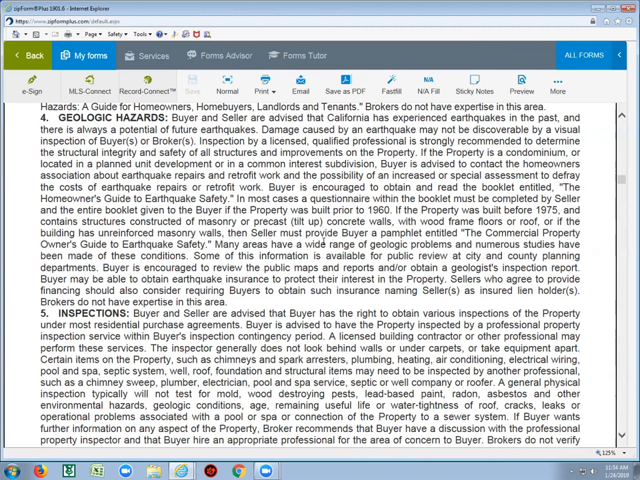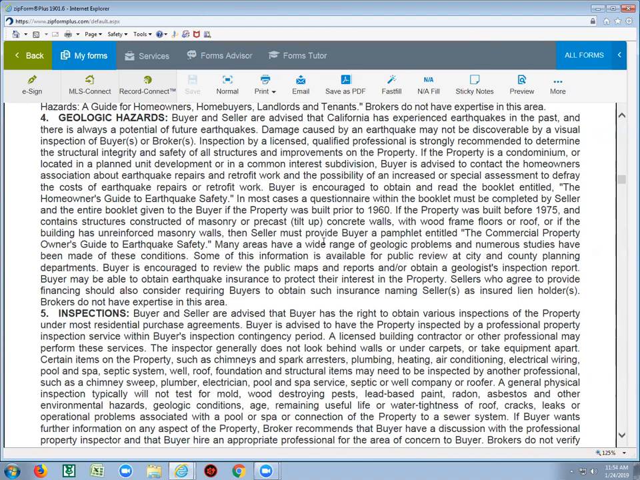On each post. If the property was built before 1975 and contains structural construction of masonry, precast or filled concrete wall, wood frame floor and roof, and if the building has reinforced masonry wall, the seller must provide the buyer a pamphlet entitled The Commercial Property Owner's Guide to Earthquake Safety.